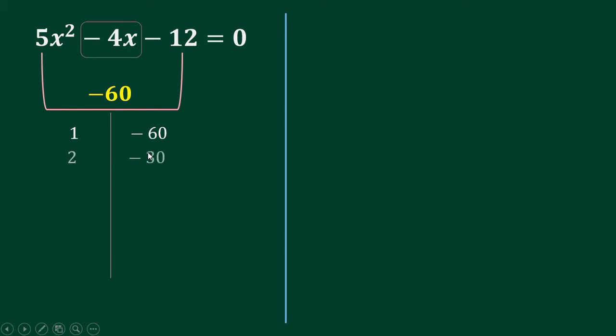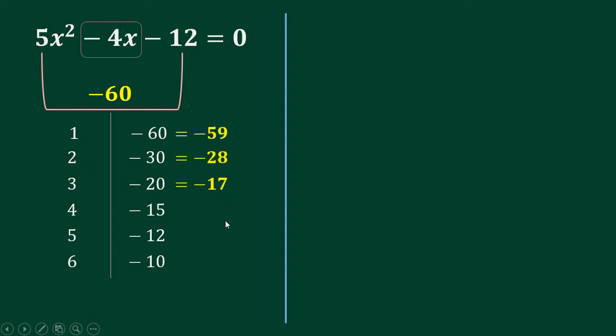So 1 times 60, 2 times negative 30, 3 times negative 20, 4 times negative 15. Then we have 6 times negative 10. Next, you add these two numbers. So we have 1 plus negative 60 is negative 59. This one is negative 28, negative 17, negative 11, negative 7, and negative 4. Now, since the middle term is negative 4, this is our factor.